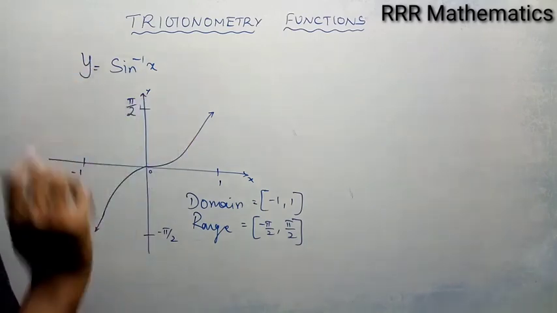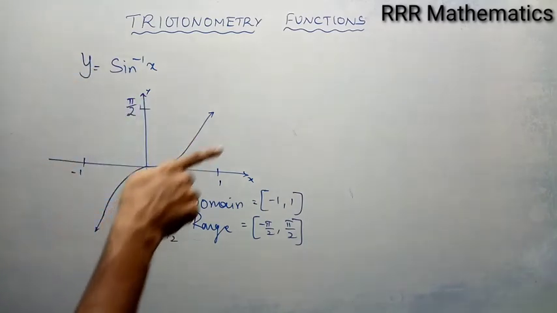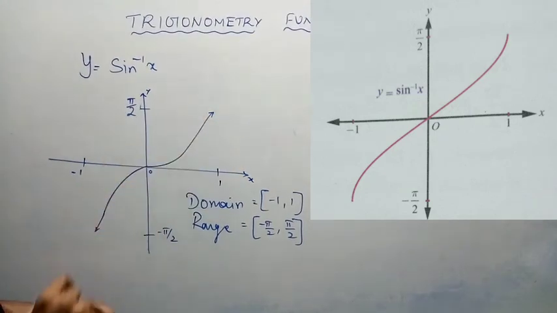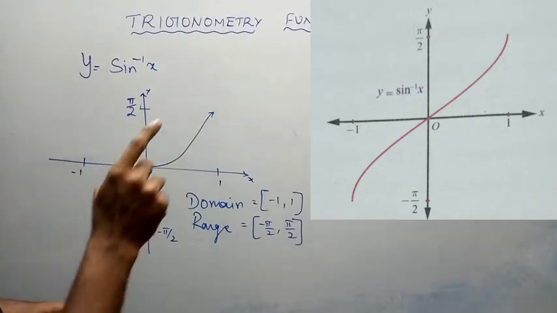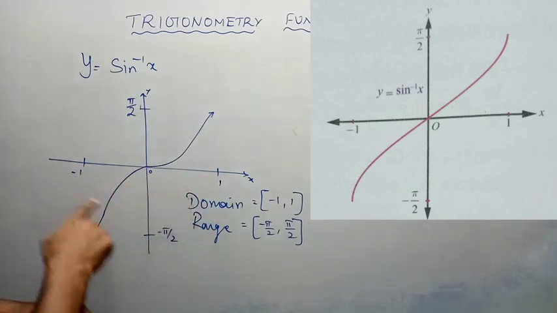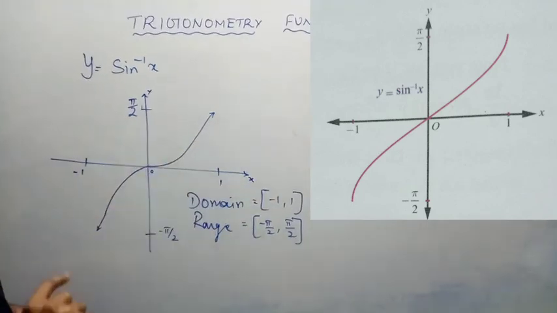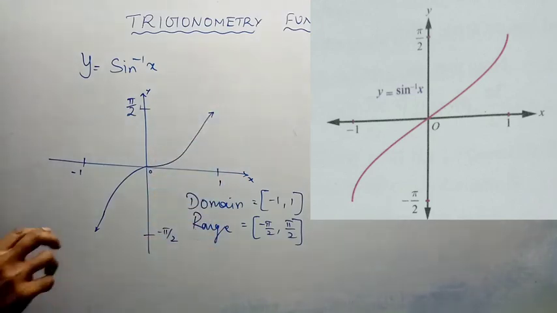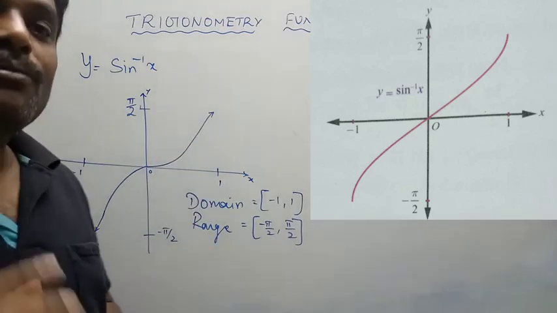From the graph, this is what I drew, and this is the picture I gave here. This is the picture of sine inverse x. When you see here, the horizontal axis is the domain, in this case minus 1 to plus 1, and the range reaches a maximum of 90 degrees and a minimum of minus 90 degrees. So the range is minus 90 degrees to plus 90 degrees.